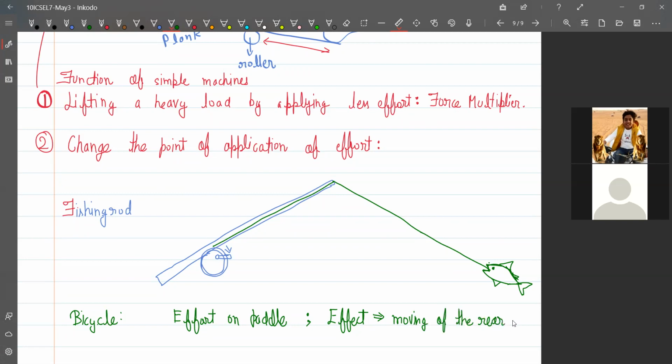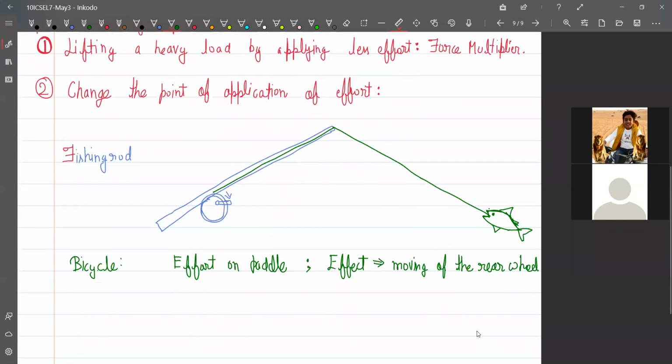When you apply paddle, your rear wheel moves, not your front wheel. The front wheel moves because the rear wheel is moving, and that's why you start going in the forward direction. You're applying the effort on paddle, and the effect of this is that the bicycle starts moving in the forward direction because of the movement of the rear wheel.